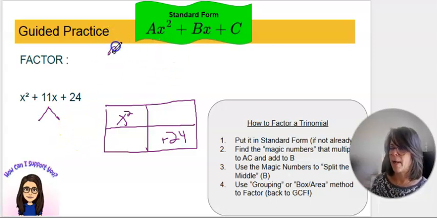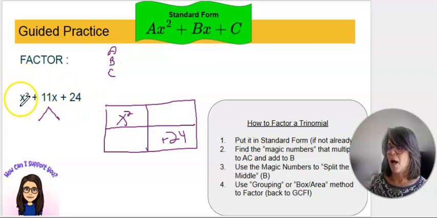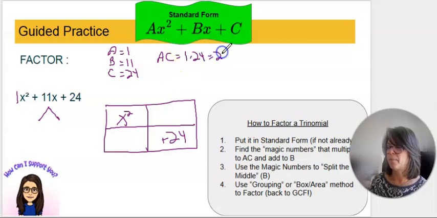So let's look at what A, B, and C each are. Remember that if there's not a coefficient in front of a variable, we can assume that it's a 1, and it might help you to draw it in. So in this case, A is 1, B is 11, and C is 24. Now, I want you to multiply A times C. 1 times 24, that's 24, right? And I already know that B is 11.